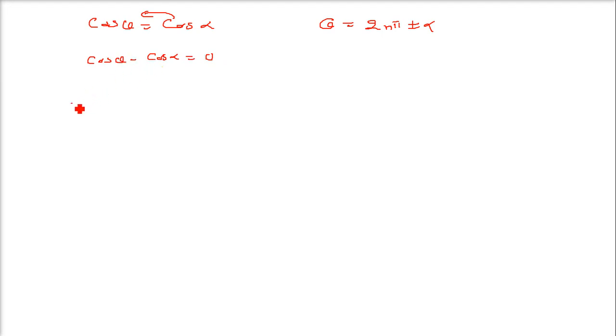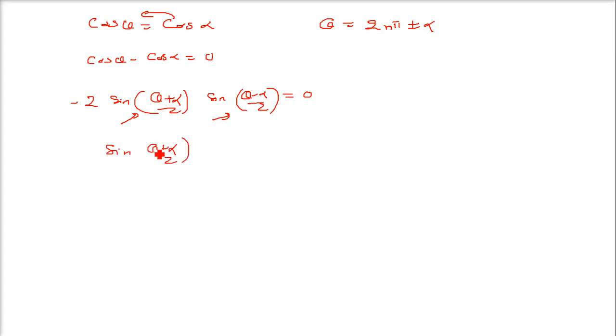It will be minus 2 sin((theta plus alpha)/2) sin((theta minus alpha)/2) equal to 0. So what do you get? Either this term will be 0 or this term will be 0. Either this one or this one. So write it like this: sine of (theta plus alpha)/2 is equal to 0, or sine of (theta minus alpha)/2 is equal to 0.